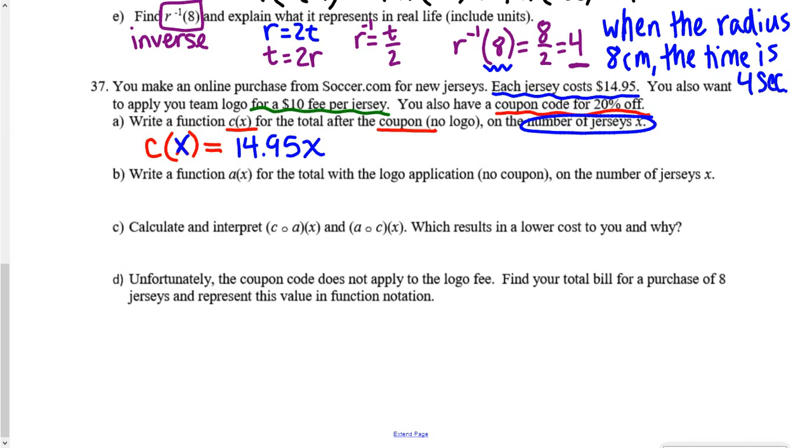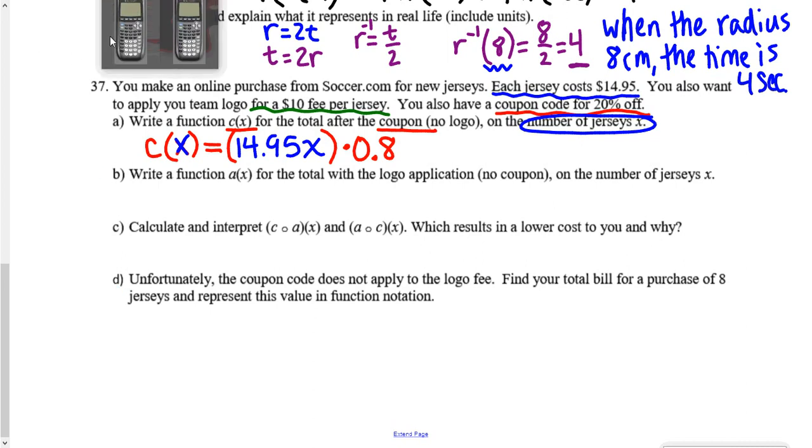And then after that, we have to take our coupon code, which is 20% off. So when I do 20% off, you can either find 20% and subtract it. What I usually do is I multiply by 0.8, which is 80%, because if you're subtracting 20%, you're keeping 80%. Okay, so to do this, I would go ahead and use my calculator.